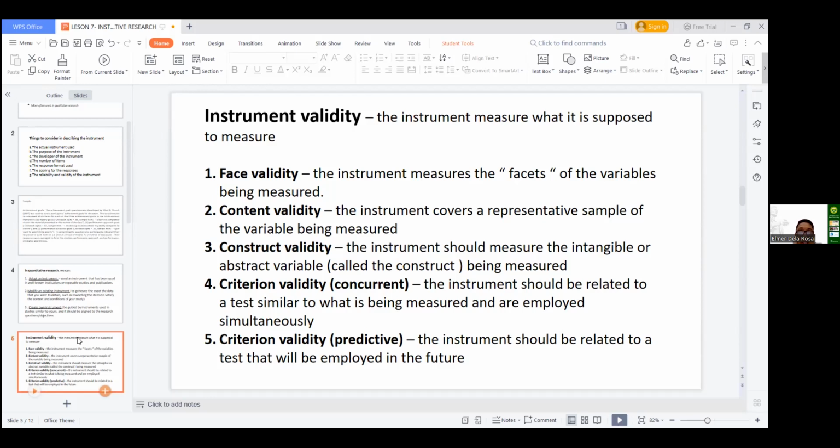So the test development, as I have said earlier, is a study by itself. Kaya medyo mabusisi no, itong criterion validity at saka construct validity na tinatawag. Okay?